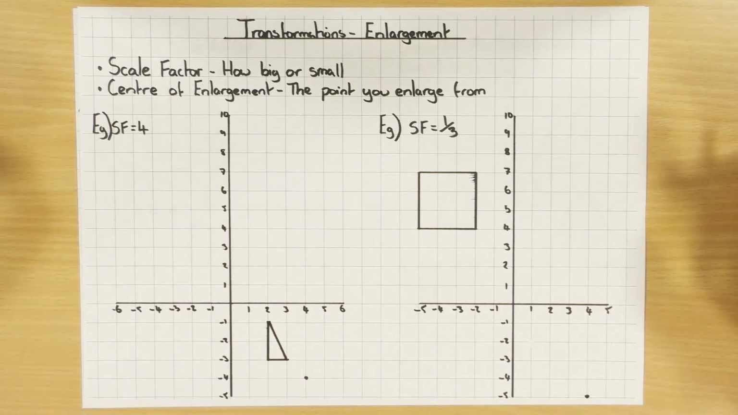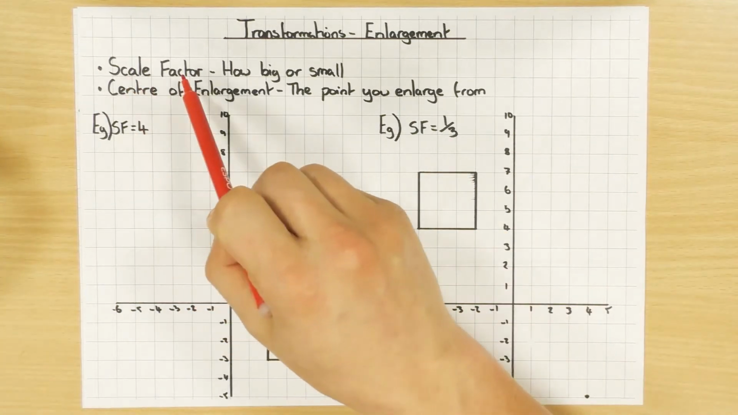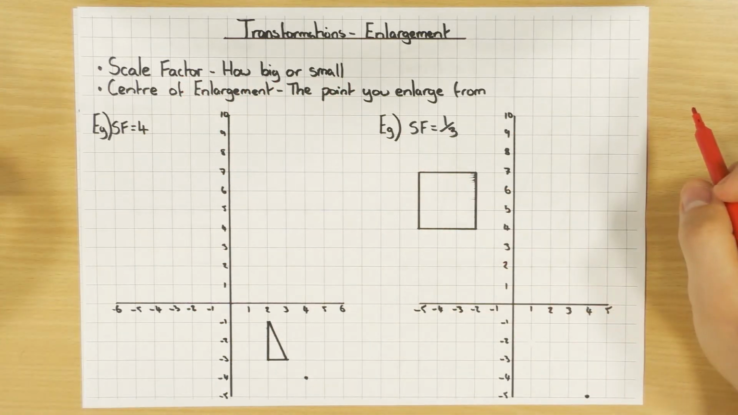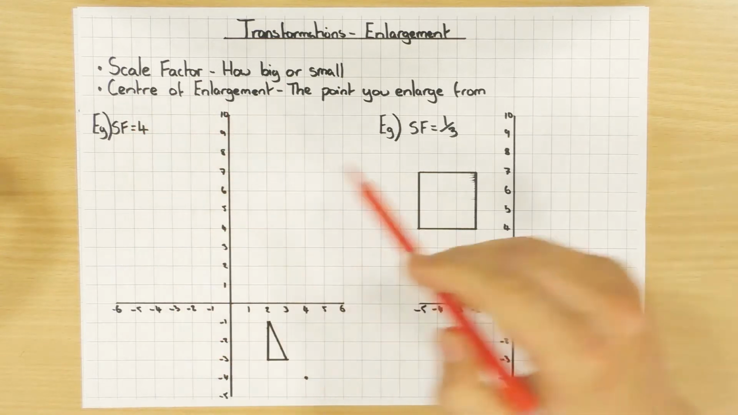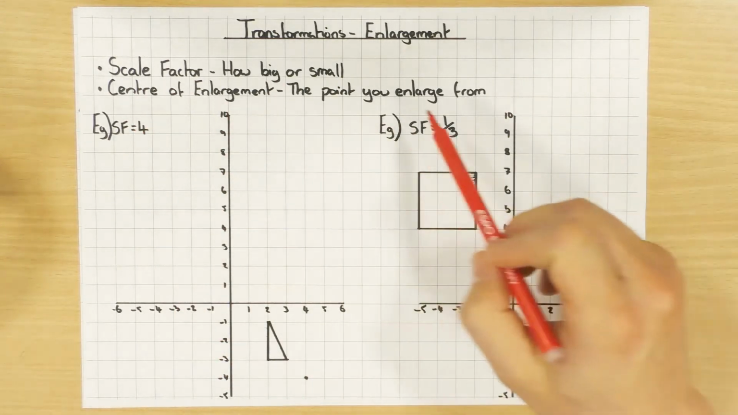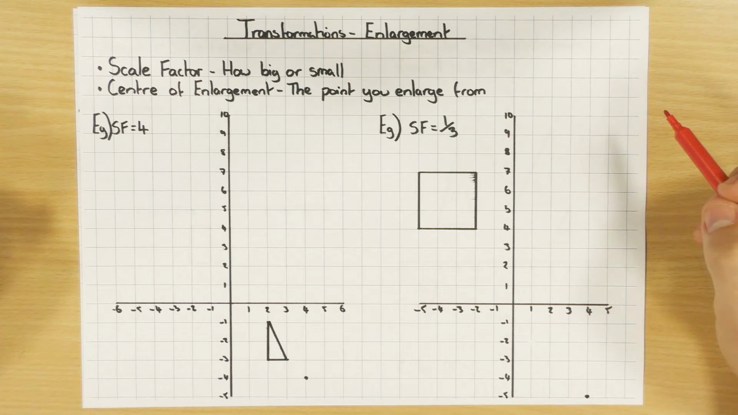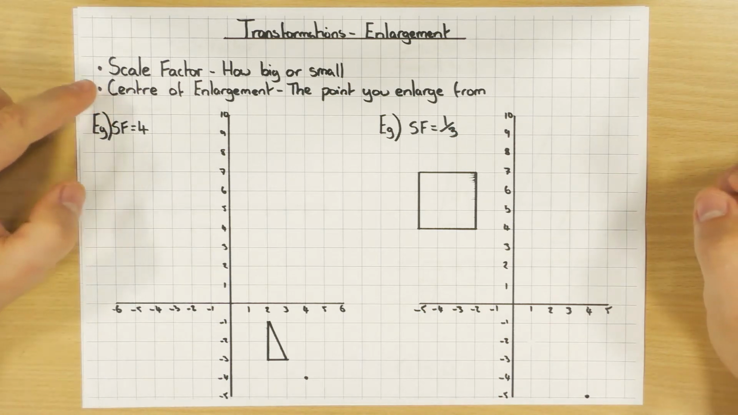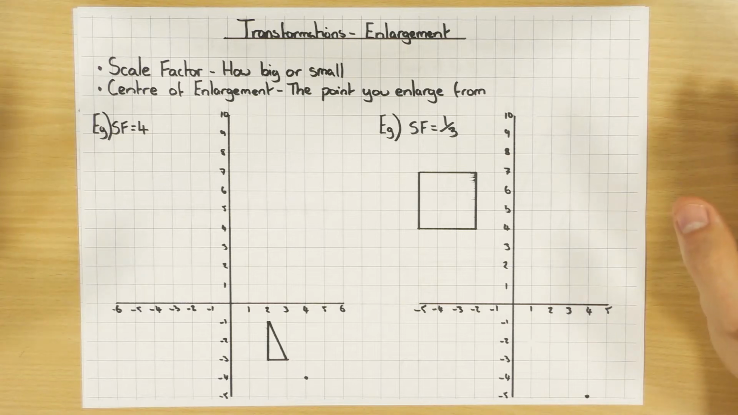So two things you need for enlargement, I've written them here. One's the scale factor, so that's how big or small the shape can get. And also the center of enlargement, which is the point where you enlarge the shape from. Now sometimes in a question it'll just say enlarge this shape, and there won't be a center of enlargement. They're the nice easy ones.